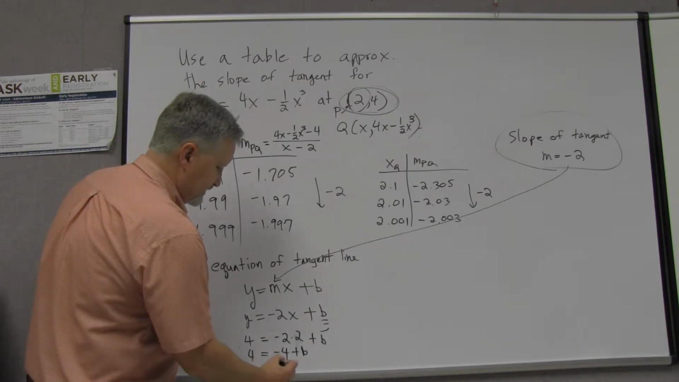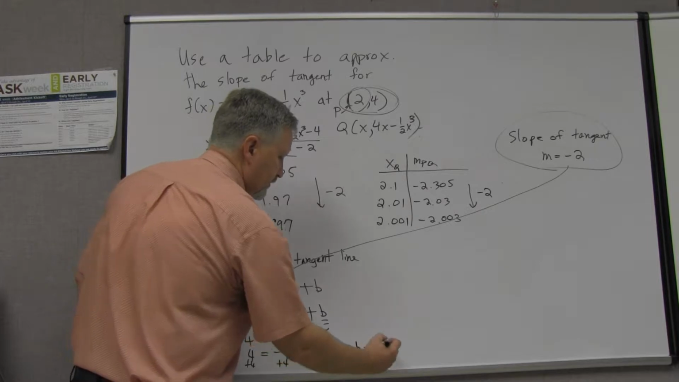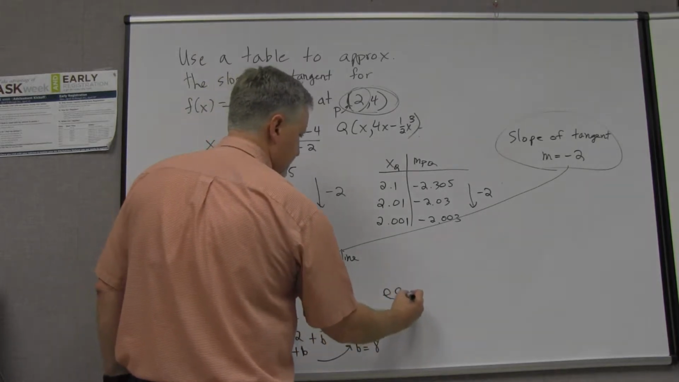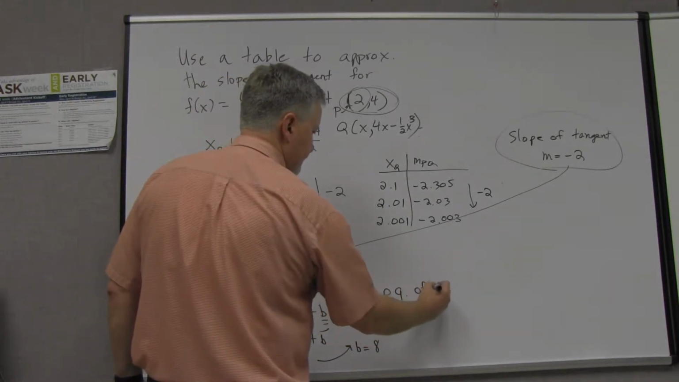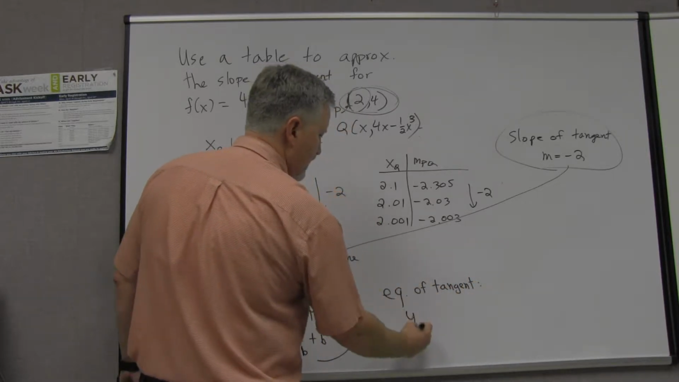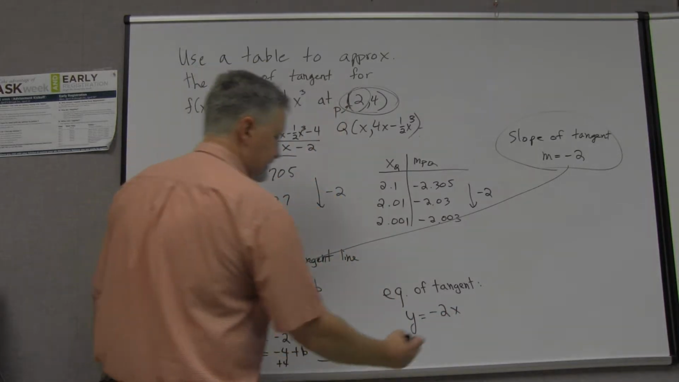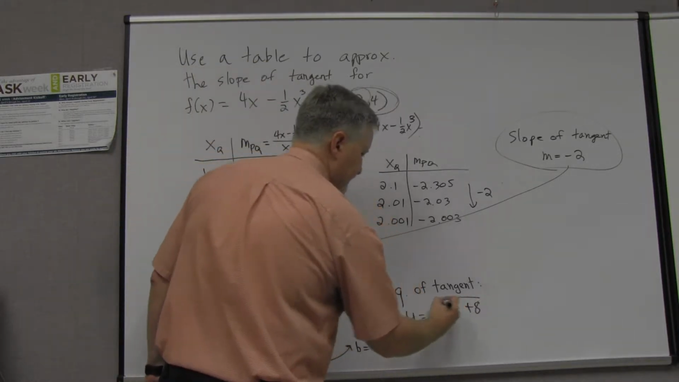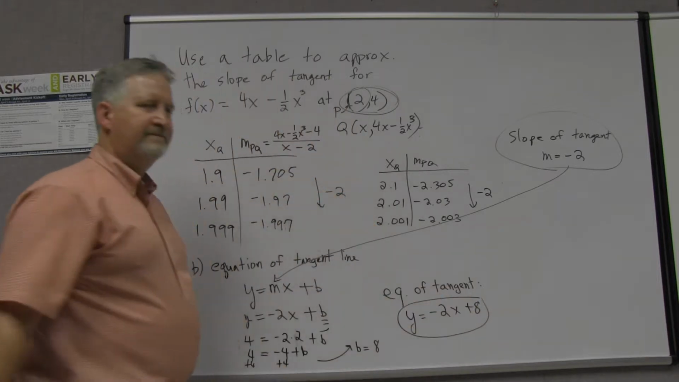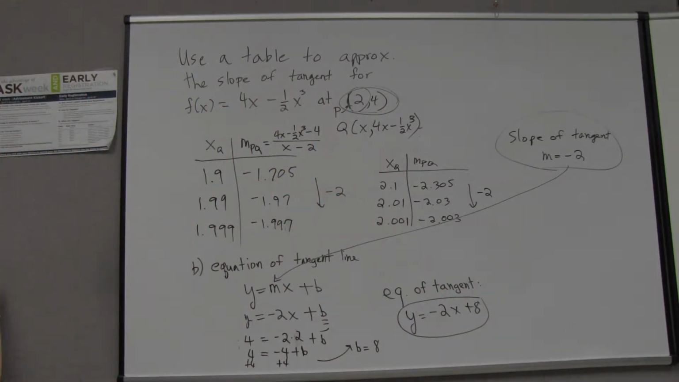Well, it looks like b is 8, because you just add 4. So my equation of the tangent line: y equals negative 2x, m is negative 2, plus b, so plus 8. Okay?